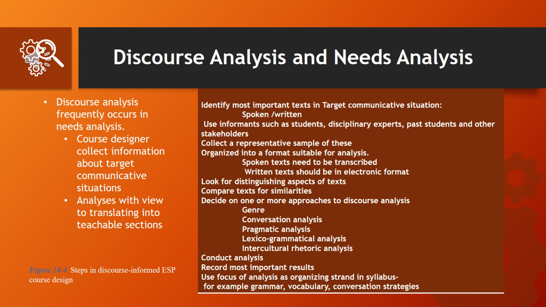It talks about identifying the most important texts in the target communicative situations, the spoken as well as written. You use informants such as students, disciplinary experts, past students, and other stakeholders. Then collect a representative sample of these. Organize them into formats suitable for analysis. Spoken texts need to be transcribed. Written text should be in an electronic format.